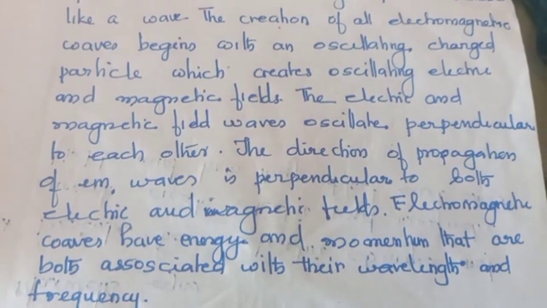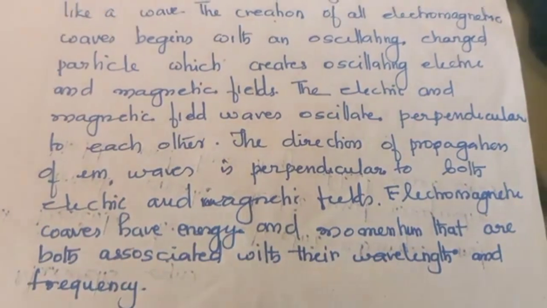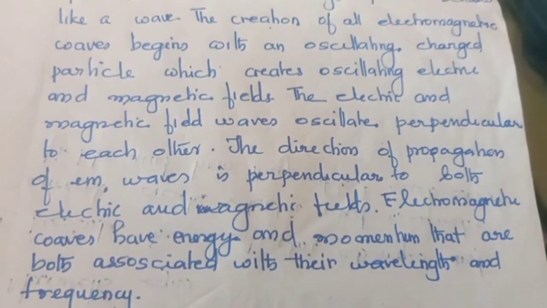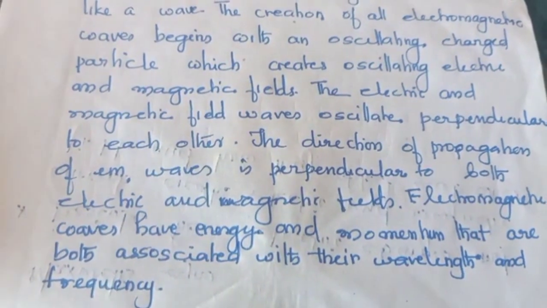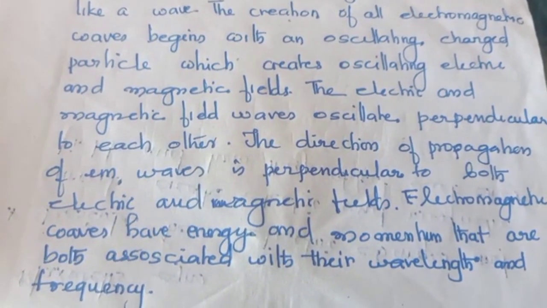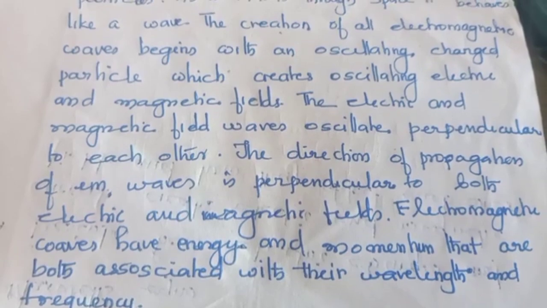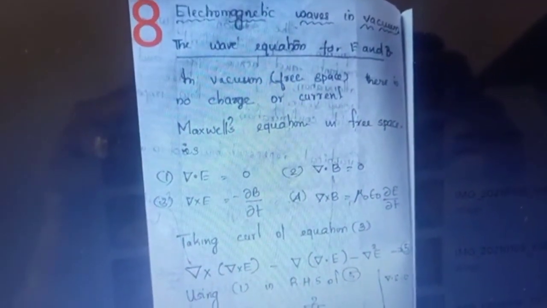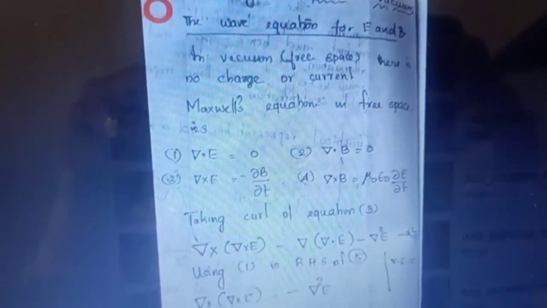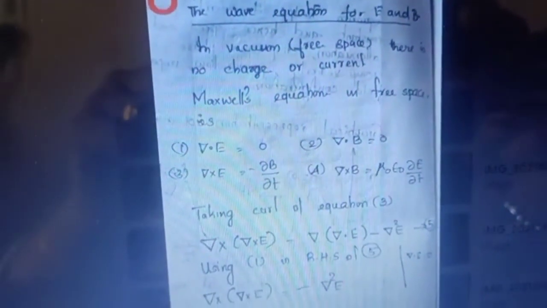So electromagnetic waves have energy and momentum that are both associated with their wavelength and frequency. The velocity of an electromagnetic wave is equal to the velocity of light. Next, the wave equation for electric and magnetic fields. Before that, let's discuss Maxwell's equations in free space.